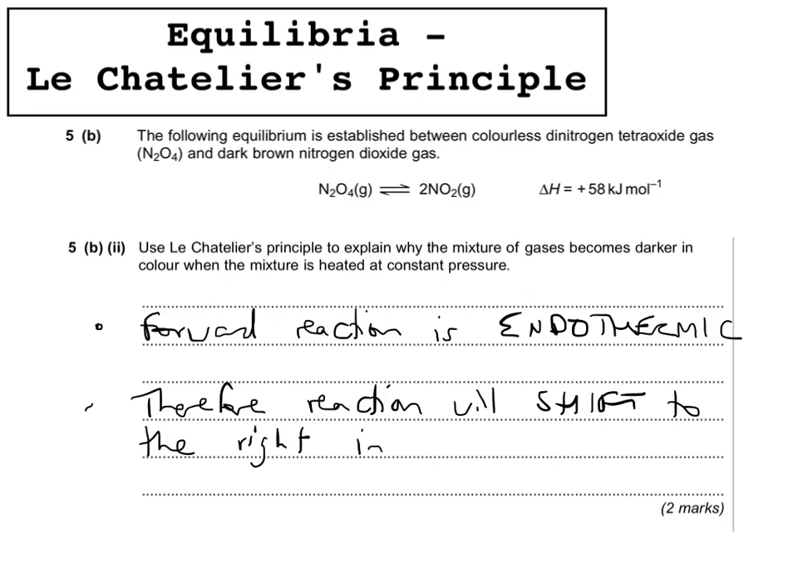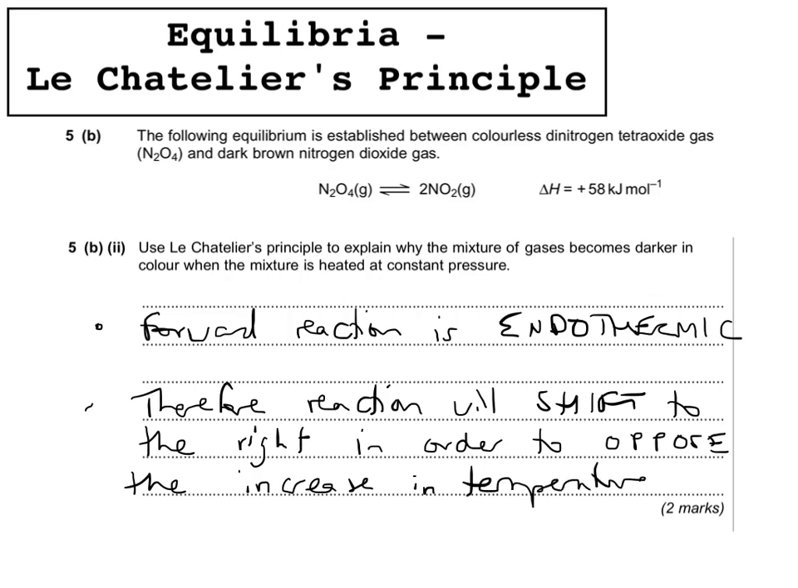And then you've got to say why, and that's in order to oppose. And then you just say what the change is to the condition. So you say to oppose the increase in temperature in this case. You can't just say to oppose the change or to oppose the change in temperature. You have to be specific about what that change is. So first state whether the forward reaction is exothermic or endothermic, then say which way the reaction will shift and why it will shift that way. And you have to say to oppose whatever the change is. So in this case, to oppose the increase in temperature.